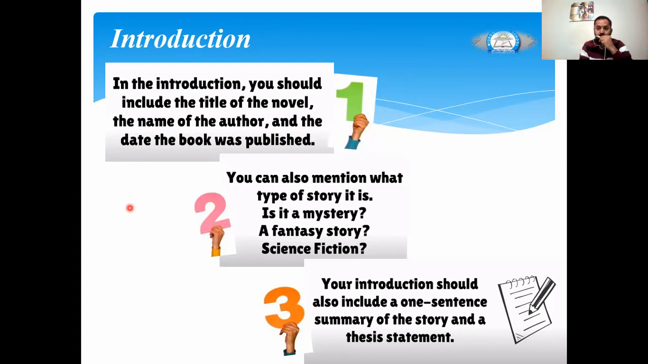Now, what else? Your introduction should include a one sentence summary of the story and a thesis statement. What do you mean by thesis statement? A thesis statement is a sentence that tells the reader what you think about the topic, right? Either you like the story, or you believe you're not going to recommend it to others, or whatever flaws in the story you can mention here in your thesis statement.